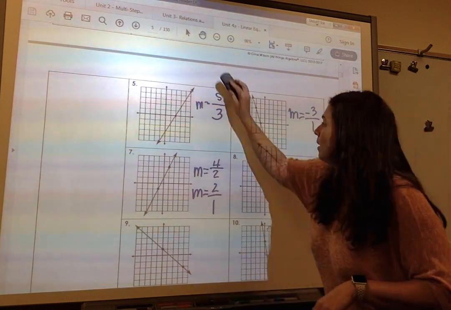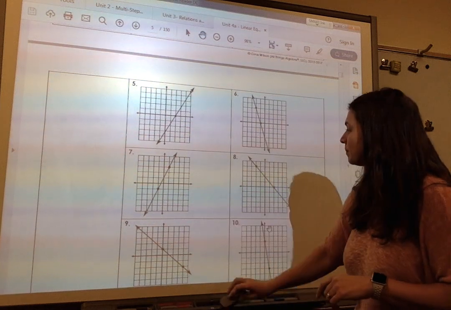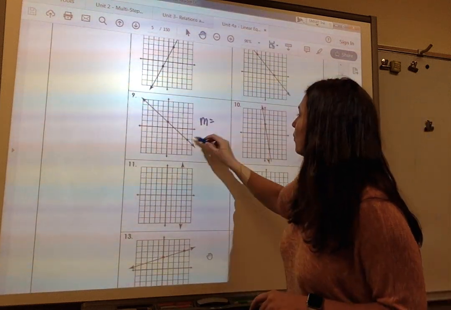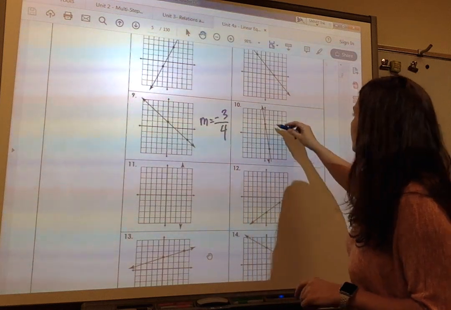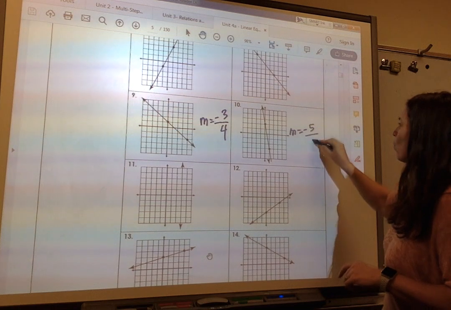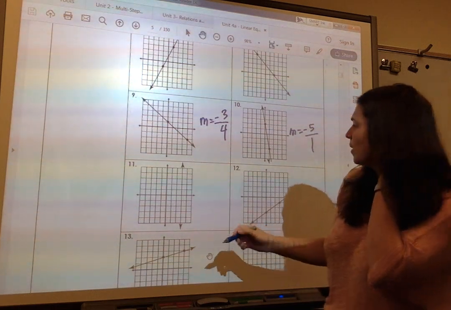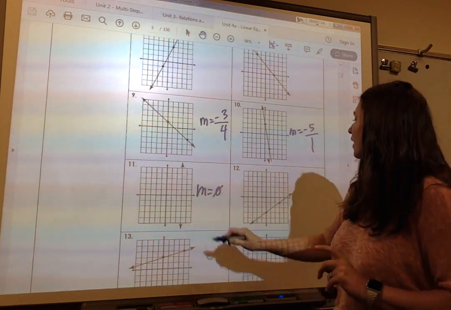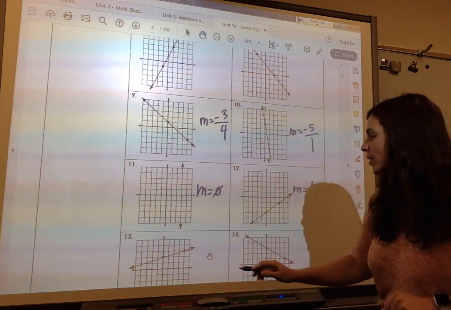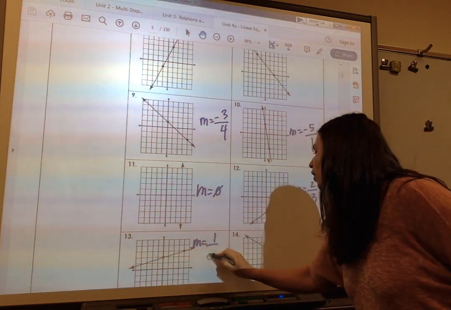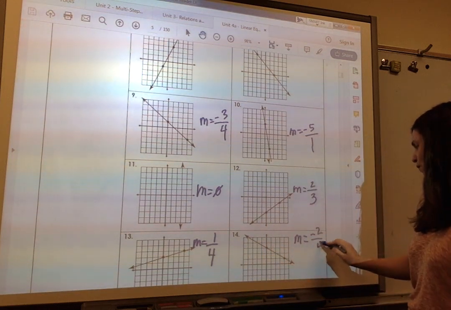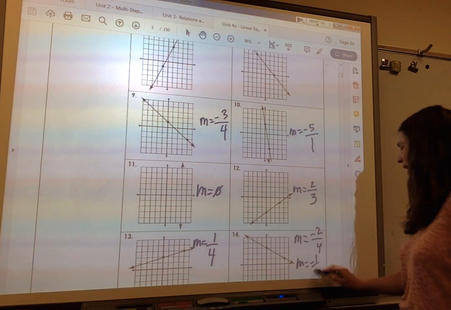Number 9 is down 3 over 4. Number 10 is down 5 over 1. Number 11 is undefined. Number 12 is up 2 over 3. Number 13 is up 1 over 4. Number 14 is down 2 over 4, which reduces to negative 1/2.